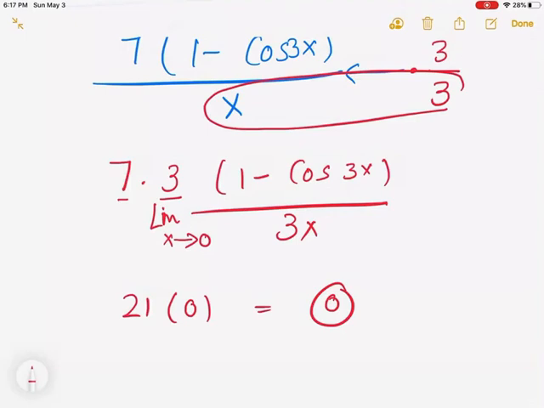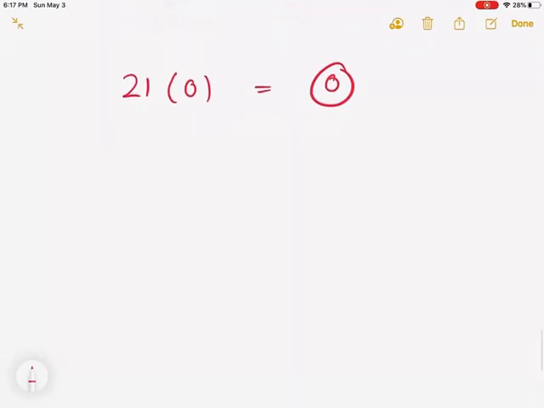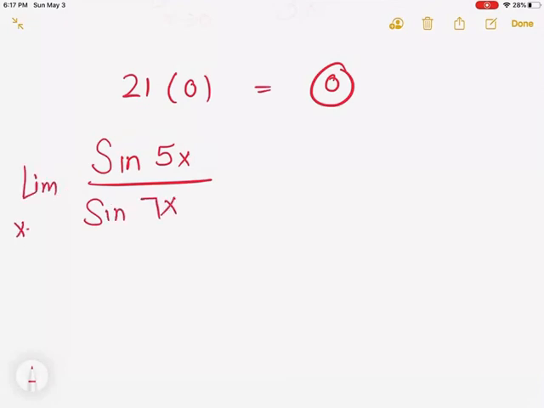The last example, get ready. I hope you'll see a pattern in there. Okay, next one. I see sine of 5x over sine of 7x, and the limit as x approaches 0. Normally for this property, you have to have sine of some angle on the top, divided by just the number itself, not another trig function.